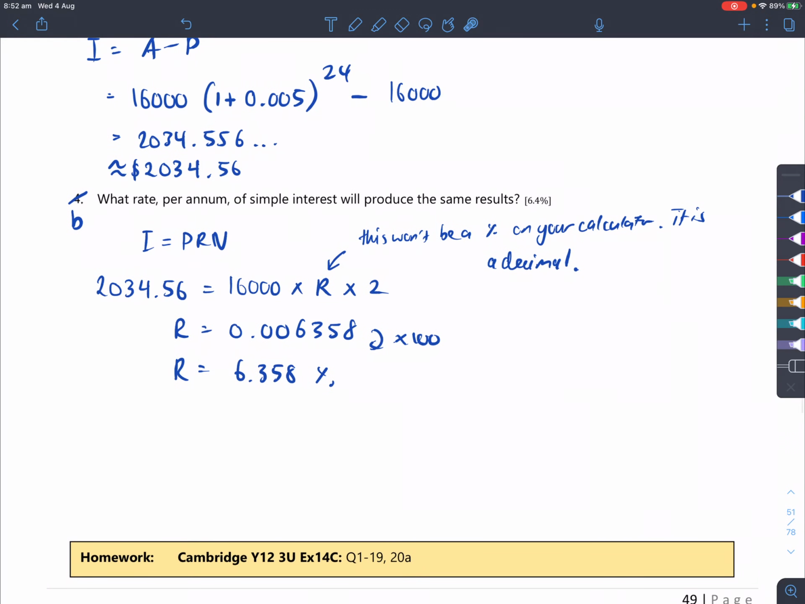All right, so your homework for this section is to do exercise 14C, questions 1 to 19 and 28, and do that after your trials.